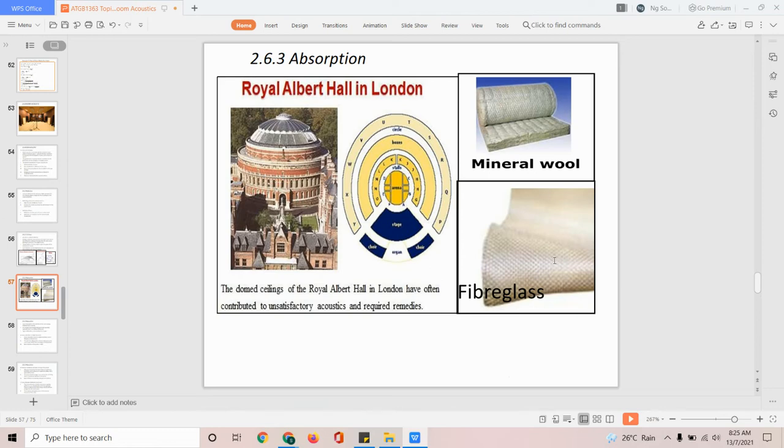So they both have about the same effect. They can both cause the same effect, but the function is different. Room insulation, noise insulation, and noise absorbent. So noise absorbent will be more concerned with the acoustics of the room.